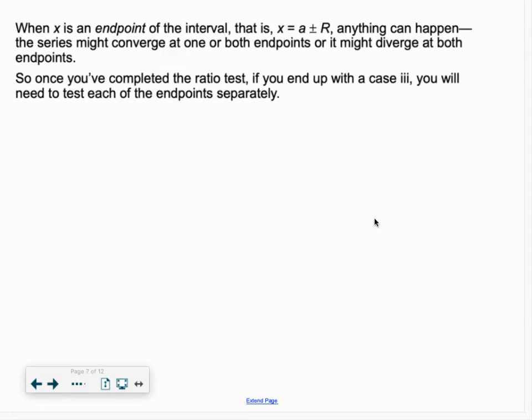Last little tidbit. When you do the ratio test, your interval will always be an open interval. The ratio test does not check the endpoints. So once you've completed the ratio test, you still have to test each of the endpoints of the interval to see whether your interval is going to be closed or open. We'll show you that when we do the next example.